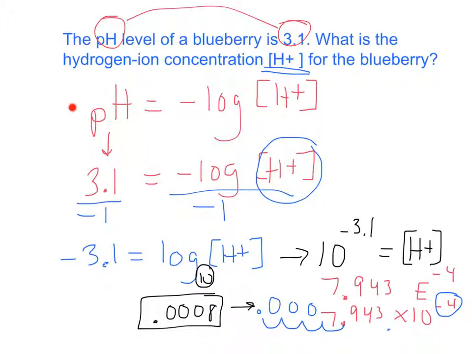So have this equation in your notes, pH equals the negative log of H+. Get rid of the negative, step 1. Step 2, write it in exponential notation and solve. And you guys should be fine on this section for your test.